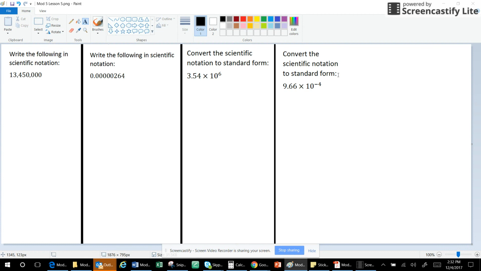We have 13,450,000. They want you to write that in scientific notation. So go ahead and try that and click continue when you're ready to check your answer.